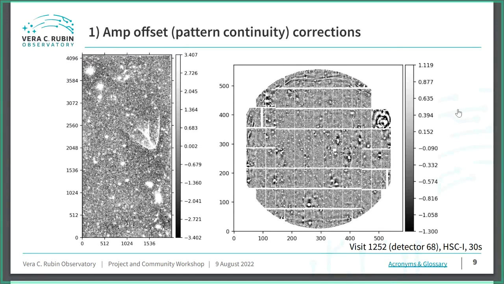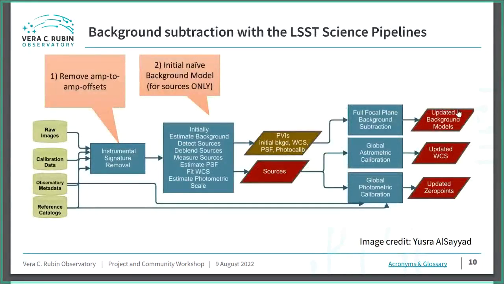Okay, next slide, please. Once we come out of ISR, we're into the characterize image task and calibrate task. This does a whole bunch of PSF estimation, WCS, deblending, source detection, and so on. However, in terms of background, there's also a very initial naive background model which is estimated. Next slide, please.